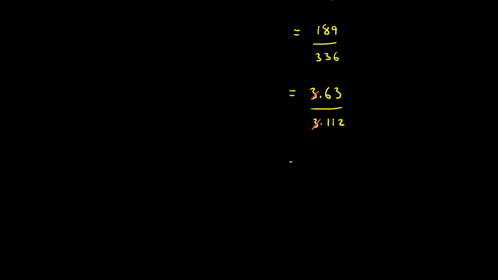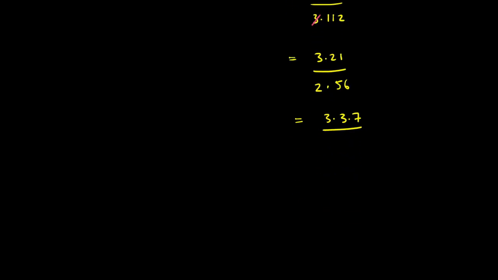Let's try another thing. Let's just try to simplify it. That's 3 times 21. 112, okay, I can write that as 2 times 56. Okay, and then 21 is 3 times 7. And 56 is 7 times 8, so 7 times 8. Okay, well, the 7 cancels off, gone.